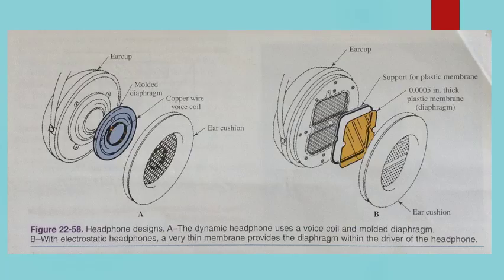Headphones. Headphones provide excellent sound reproduction and allow for private listening. Like loudspeakers, there are two basic types of headphones, dynamic and electrostatic. See figure 22-58. Dynamic headphones are divided into two groups, pressure type dynamic headphones, which require an air seal around the ears for proper bass response.